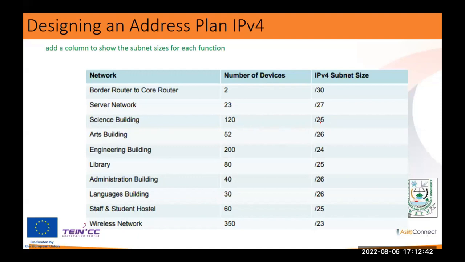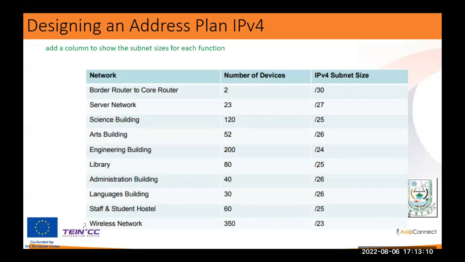In this way, /25, we need to consider 128. So that's why we have used /25. For 52, we need to take 64. That means /26. /26 means network ID 26 bits, host ID 6 bits. That means 2^6, that means 64. So that's why we have taken /26.